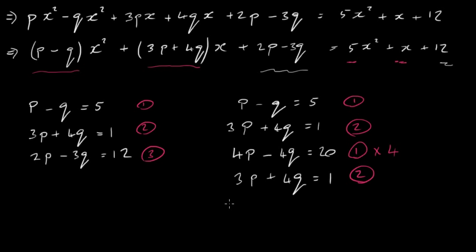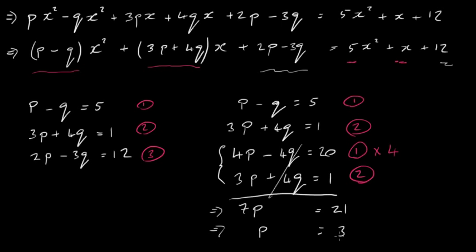I'm just going to put a line under these two equations, and I'm just going to add them. So 4p plus 3p is going to give me 7p. I've got minus 4q plus 4q, that's just going to give me 0, and here I'm going to end up with 21. So you can see here I've ended up with 7p is equal to 21. Divide by 7 on both sides, and I get p is equal to 3.